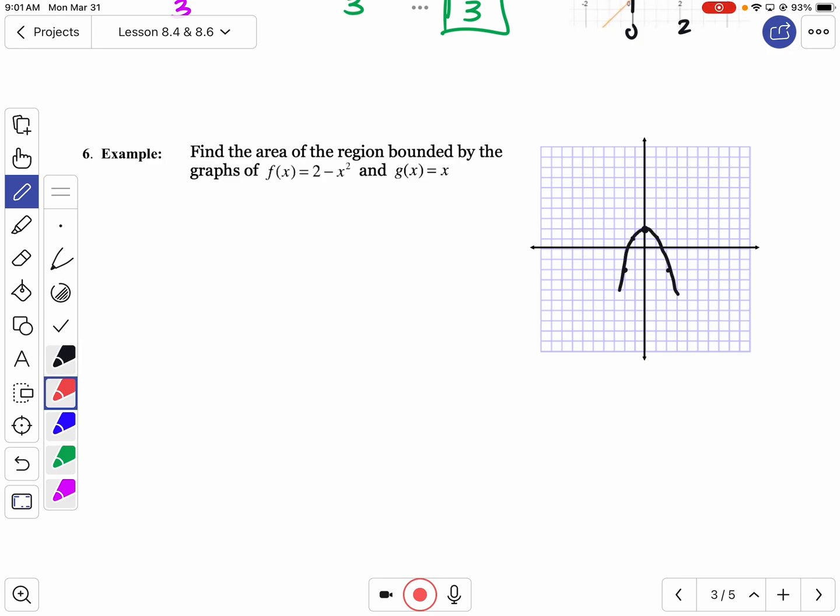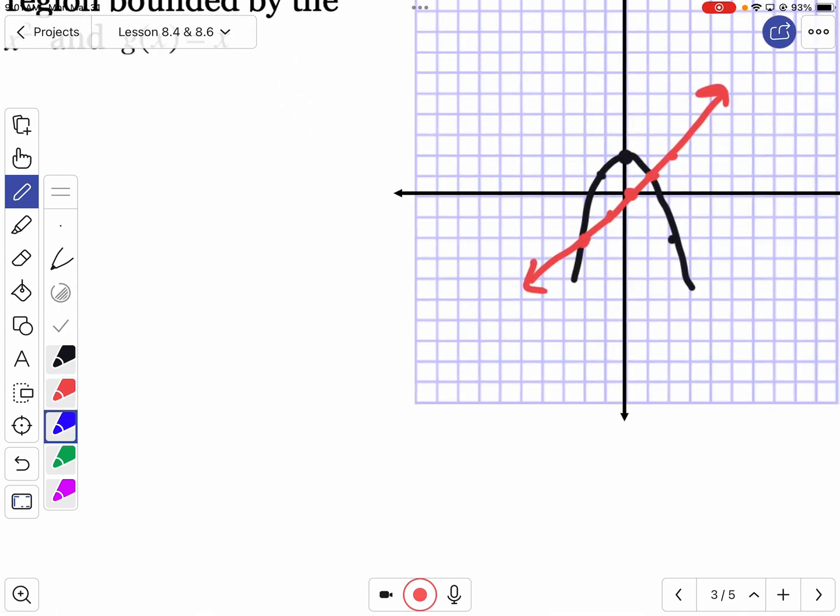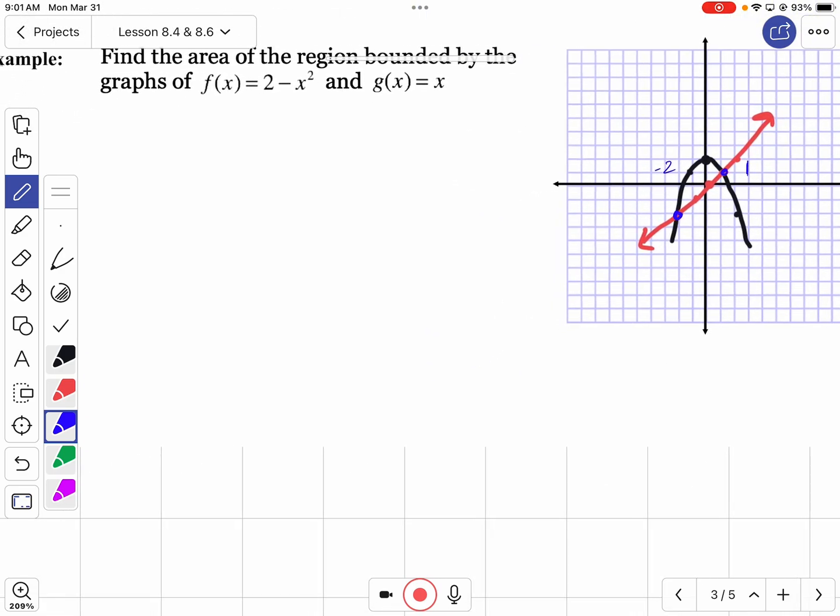Okay, then let's do g of x, which is just y equals x, which is nice. Okay, so can you see where these intersect nicely on that graph? Yeah, it looks like they intersect at -2 and +1. Okay, now I want to show you the algebraic way to do that just as a reminder, okay?